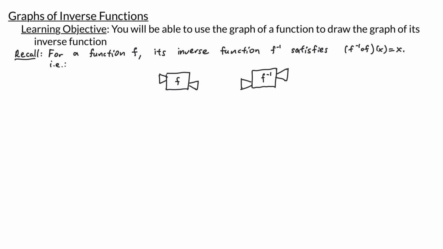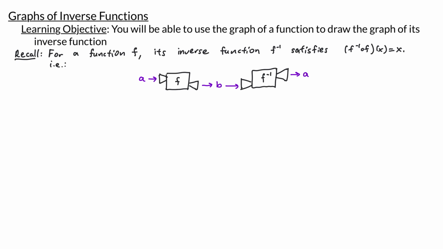If we plug any input into the f function, so let's say we plug in the input a, f will perform some operations on that input and give us some output. Let's call that output b. Now, if we take that output from the f function and plug it into the inverse function, f inverse will undo the operations of f and give us back the original input that we started with, which is a.